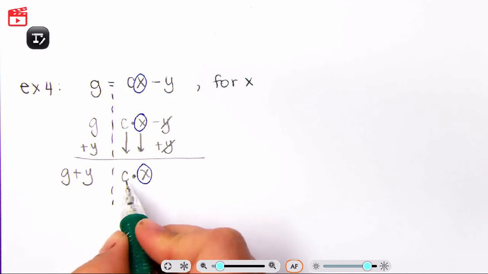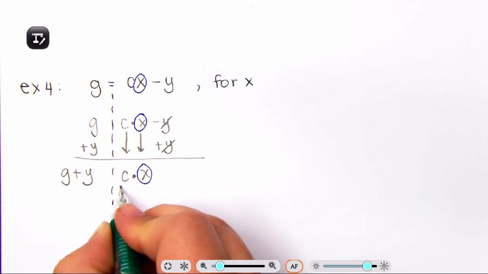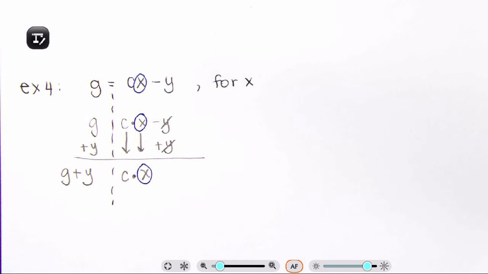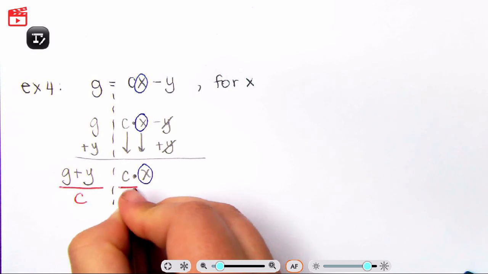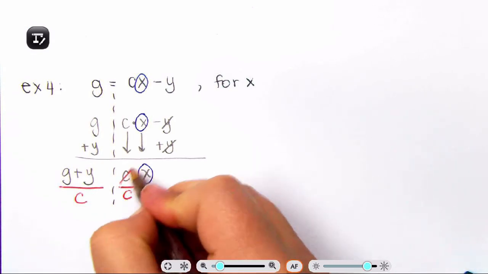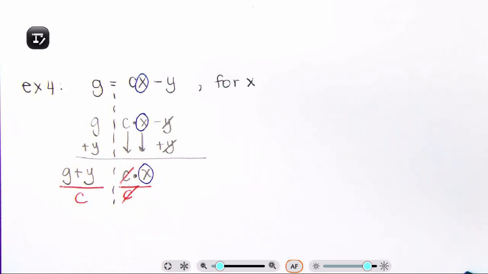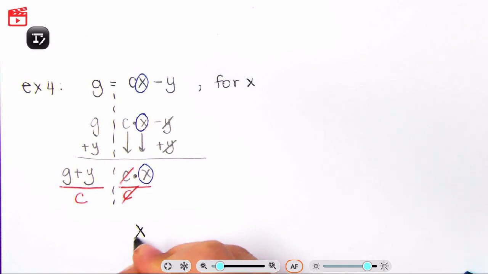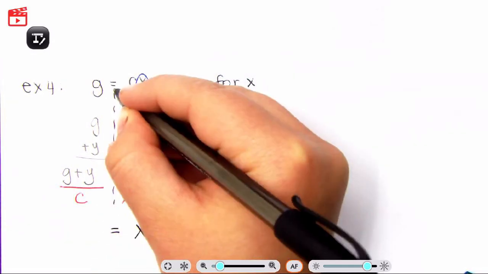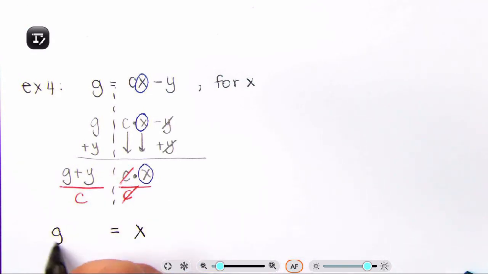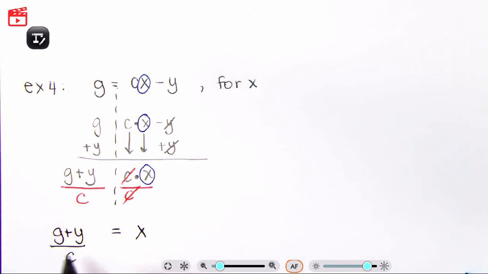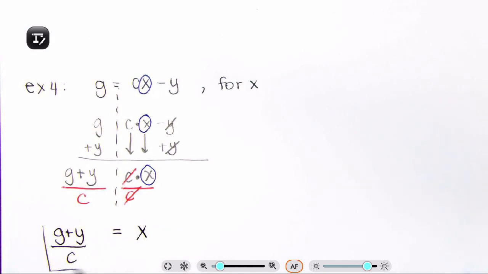So what is the opposite of c times? And that is divided by. So we're going to divide by c, both sides. C on top, c on the bottom, that goes away. So what do I have left over? I have x left over. My dotted line represents an equals. What do I have here? Just read it. What does it say? G plus y divided by c. Did we do what we're supposed to? Yes, x is by itself. Therefore, you are done.